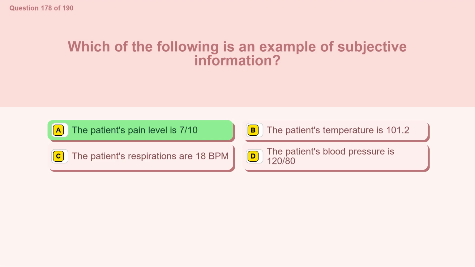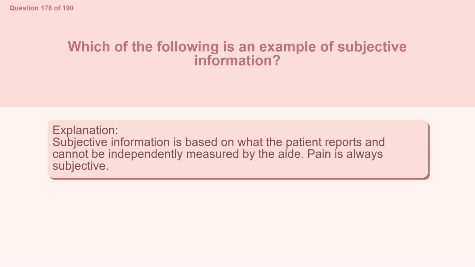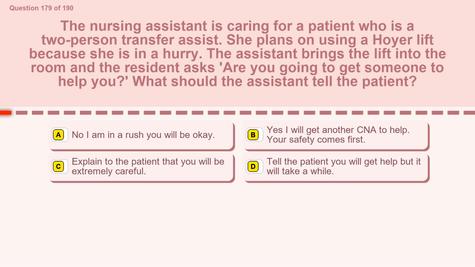The correct answer is option A. The patient's pain level is 7/10. Subjective information is based on what the patient reports and cannot be independently measured by the aide. Pain is always subjective.